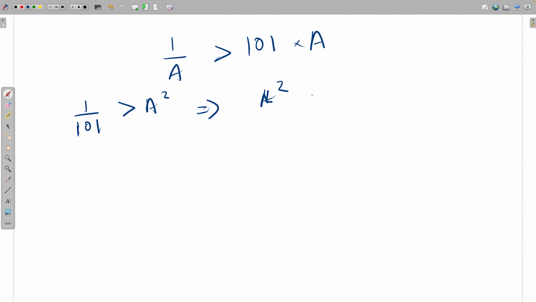I'm going to quickly write 1 by a is greater than 1 by 101 into a, and the other way I can write it is, I'm just going to cross multiply. So we have 1 divided by 101 is greater than a square, which again gives us a square is less than 1 by 101. Okay, but our question asks, we need to check 1 by 10.